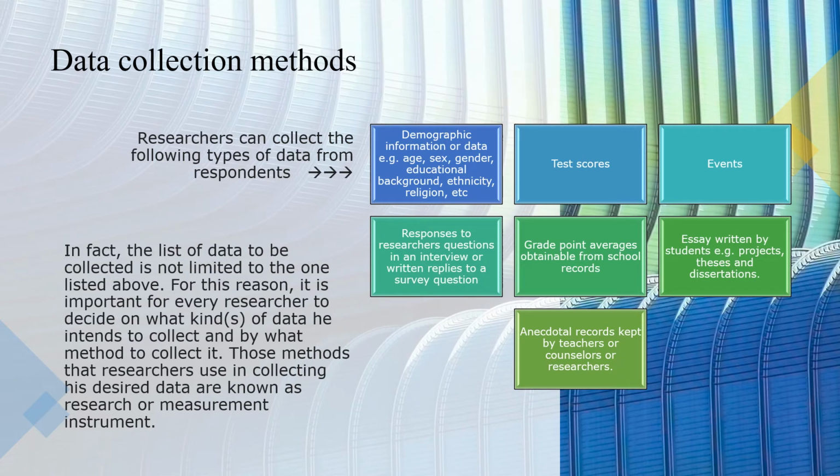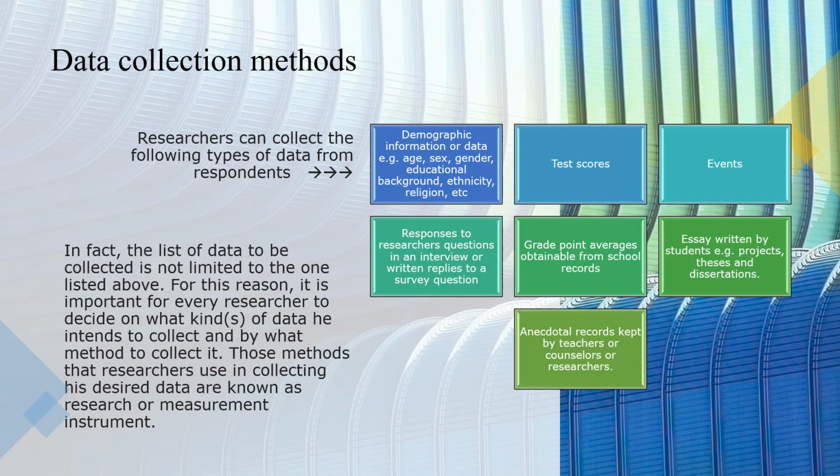Okay, this is the data collection method. There are a few methods that you may use to collect your data. Researchers can collect the following types of data from respondents. For example, demographic information like age, sex, gender, educational background, ethnicity, or religion. And then they may collect test scores, or events. They may collect responses to research questions, like interview or survey questions.